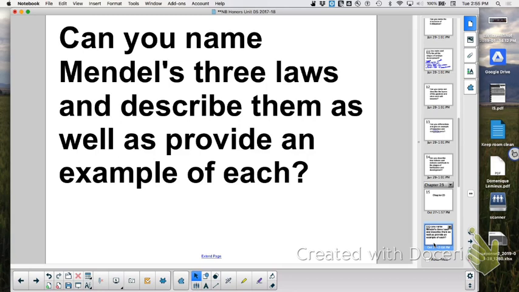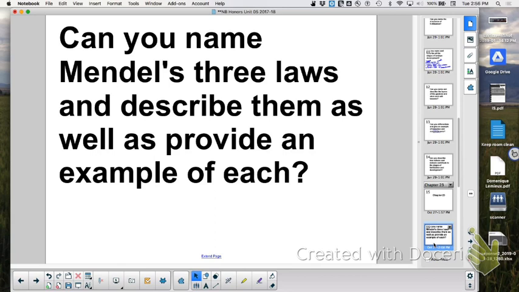What's another exception to the law of dominance? Incomplete dominance. What would I give for that one? Wavy hair, right? Cross curly haired with a straight hair, you get a wavy hair. Cross a red flower, white flower, you get pink. Not all flowers, right? Some flowers.